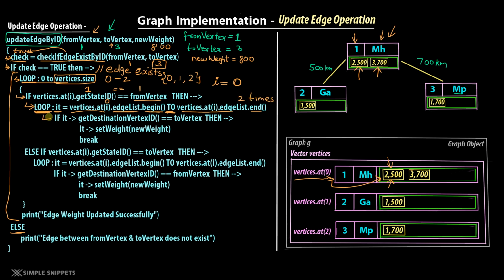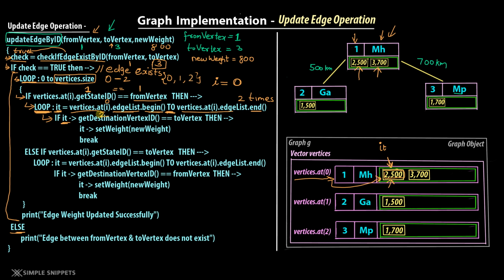Okay? So what happens inside this loop? Inside this loop we have to make a check. What was that check? We say if it, what is it? It is equal to vertices.at.edgelist.begin. So essentially it is the iterator, you can say, which is currently pointing at the very first edge object. So we say if get destination vertex id. It is currently pointing to this edge object. So when you say it.getDestinationVertexID, you are going to get the vertex ID of this edge object. What is the destination vertex ID? It is 2 over here. Correct? So you're going to get 2 over here.